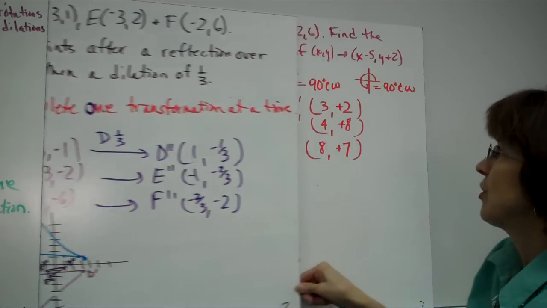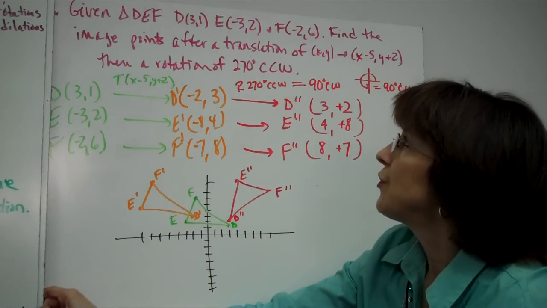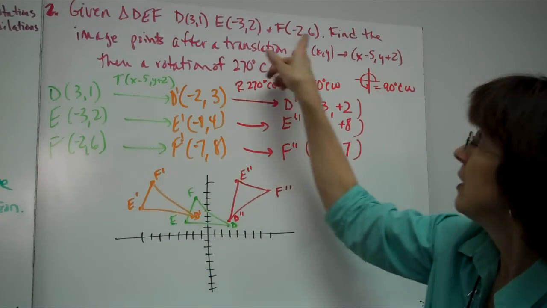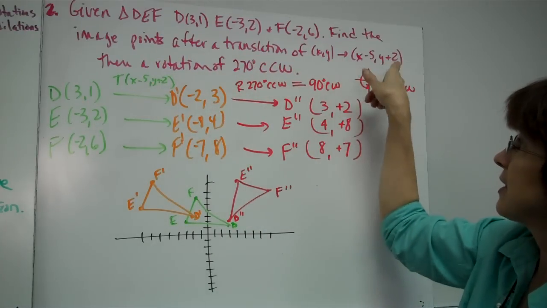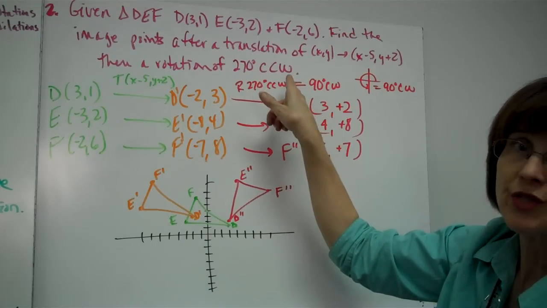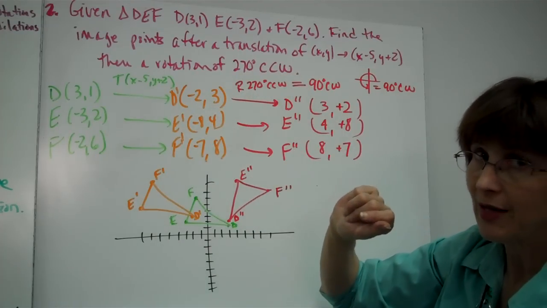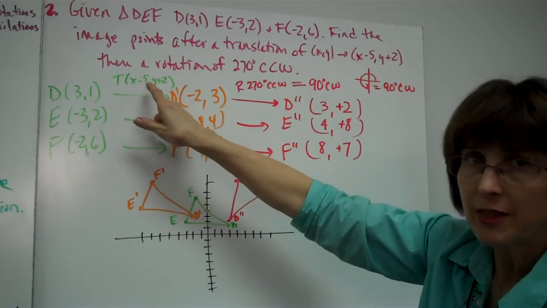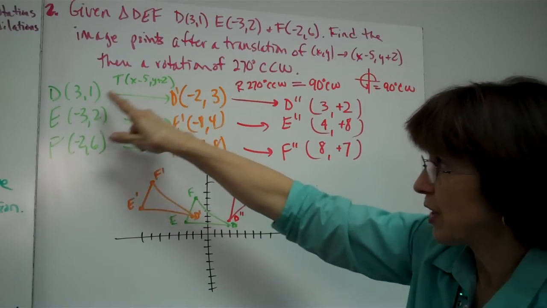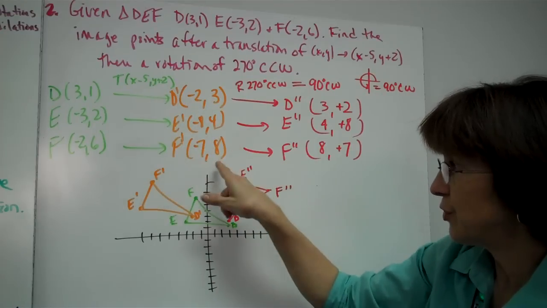Okay, a few more examples. What if you're given the same triangle, and this time you have to find the image points after a translation of this, and then a rotation of 270 degrees counterclockwise. Okay, so let's talk about that. List your points first. Then I'm going to translate. I'm going to slide it. I just subtracted 5 from the first coordinate and then added 2.